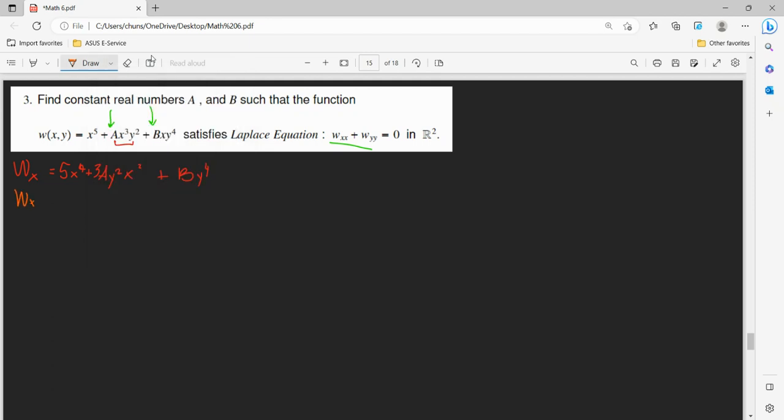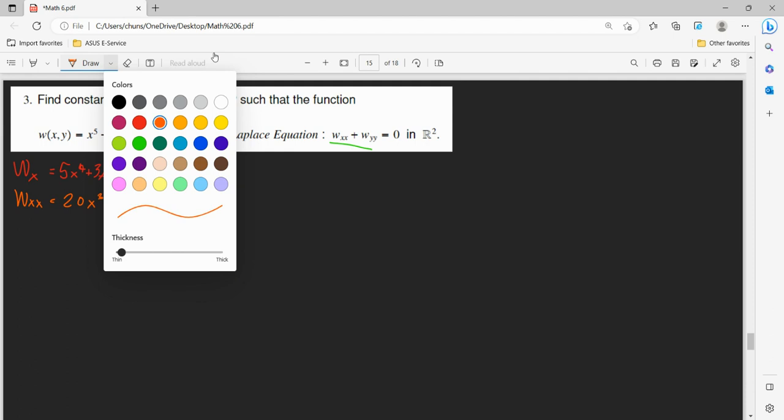Okay, and let's do this again. So we're going to do 20x cubed plus 6ay squared times x plus, now this whole thing's going to get treated as a constant, so that's plus 0. Okay, so that is our first set done.